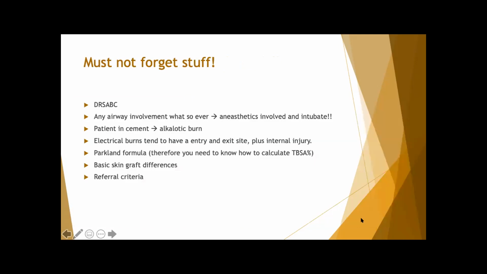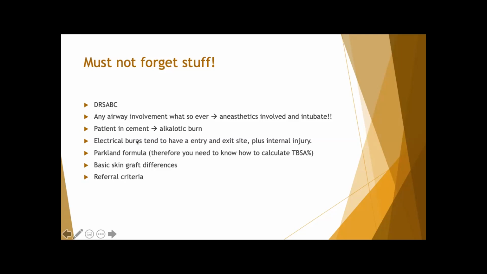Now, I've mentioned a lot throughout this lecture at this point, and I just want to clarify the key things that I think you should know from this case. You should know doctor's ABC. Everyone should know that. You need to know that if any airway involvement is present, you need anesthetics and to intubate them. There's this thing, I didn't mention it earlier, but it came up one time during an exam, and it was a patient who fell in cement. So cement can cause alkalotic burns, so be aware of that.